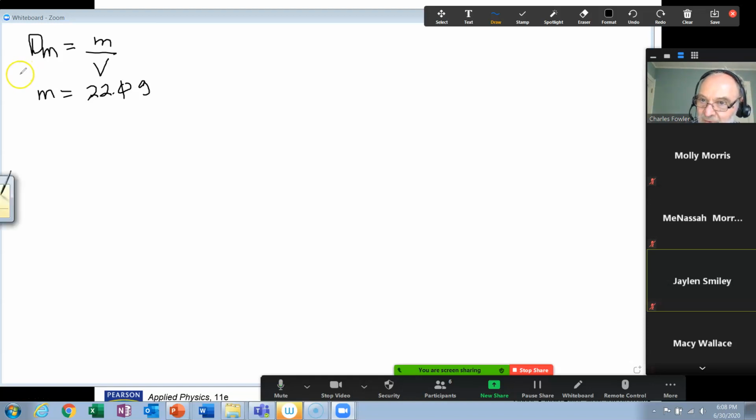The radius here is equal to, and again they give radius, 0.875 centimeters. Now, does anyone notice anything special about the problem right now?